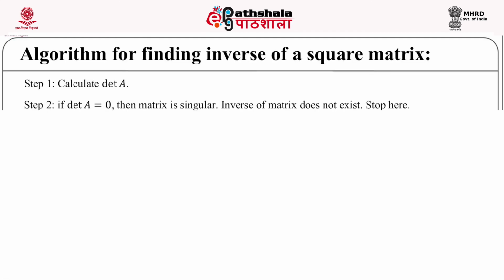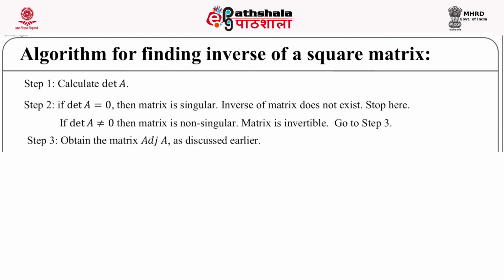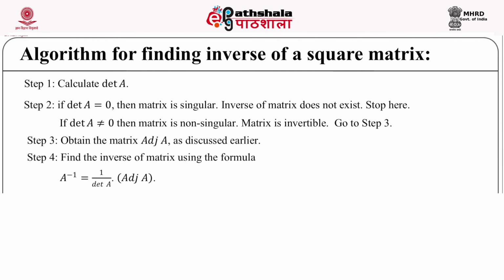Now, the algorithm for finding the inverse of a square matrix. First of all, calculate the determinant of A. If the determinant of A is 0, then the matrix is singular, so the inverse of the matrix does not exist. Stop here. If the determinant of A is non-zero, then the matrix is non-singular and invertible, so go to step 3. Now obtain the adjoint matrix of A as discussed earlier. Now find the inverse of the matrix using the formula: A inverse is given by 1 by determinant of A into adjoint of A.